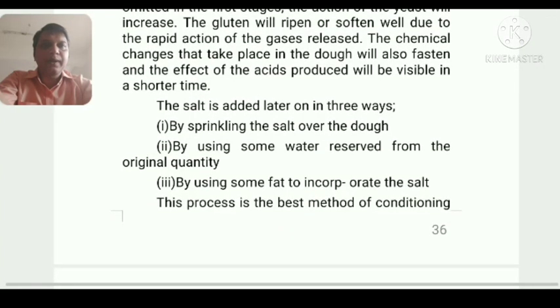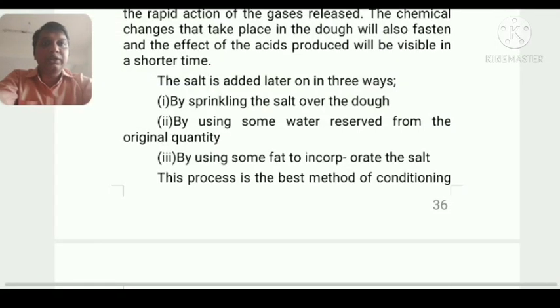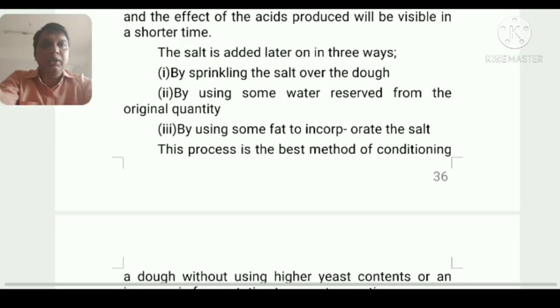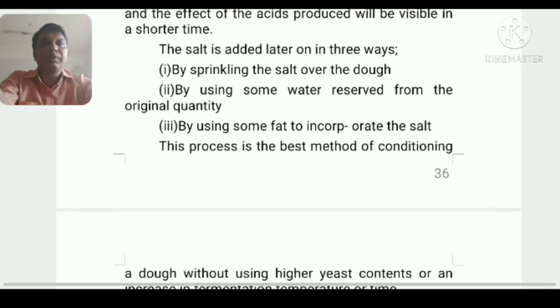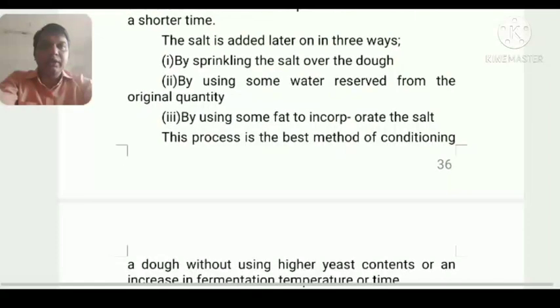The first one is by sprinkling the salt over the dough and keeping it aside, so that the salt gets absorbed in the dough and starts doing its function. It gives a good crispy, salted flavor and texture to the dough. The second is by using some water reserved from the original recipe. In that water we dissolve the salt, and then we mix the dough with that.